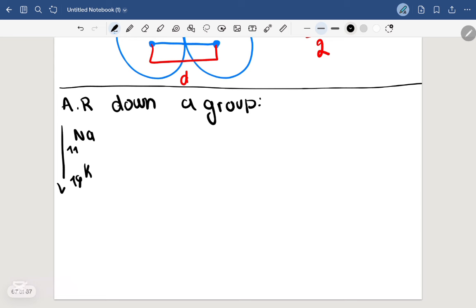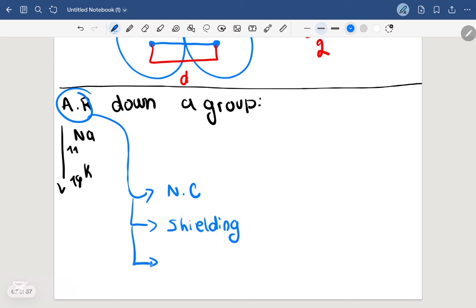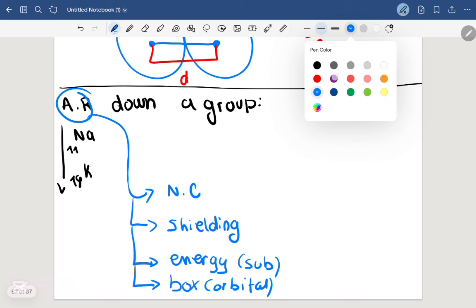Now, how does the atomic radius differ down a group? We should know first of all that the atomic radius is affected by a couple of things. The first thing is the nuclear charge. After the nuclear charge, we have the shielding effect. After the shielding effect, we have the energy level and sub-level. We can write them together. And the very last thing we resort to, if needed, is the orbital method, but I like to call it the box method.